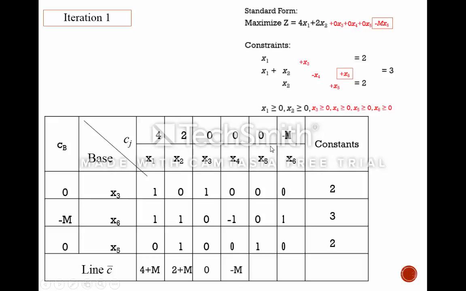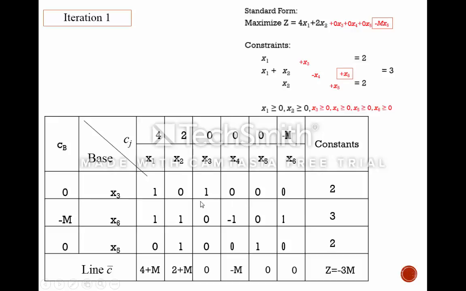And the fifth is 0 minus 0 times 0, minus M times 0, minus 0 times 1, and the result is 0. And the last, minus M minus 0 times 0, minus M times 1, and minus 0 times 0, and the result is 0. Now we get the z. There is minus 3M. It comes from 3 times minus M.